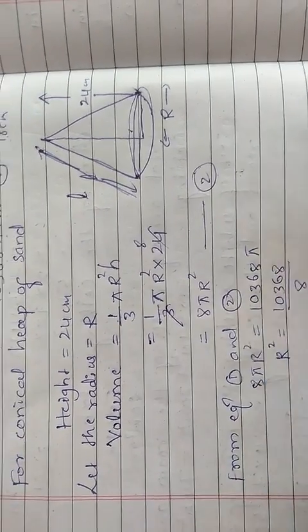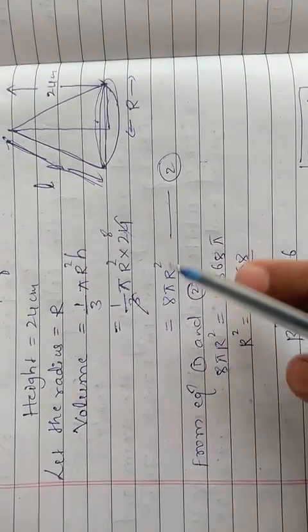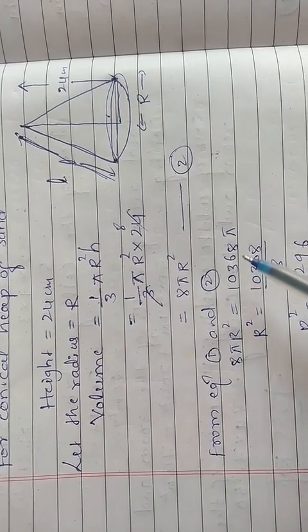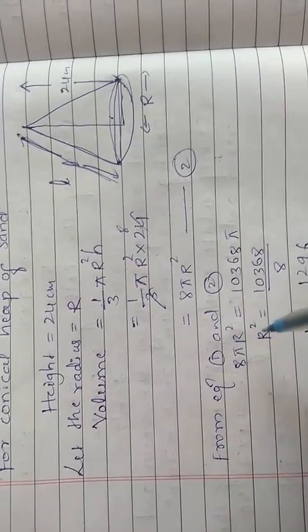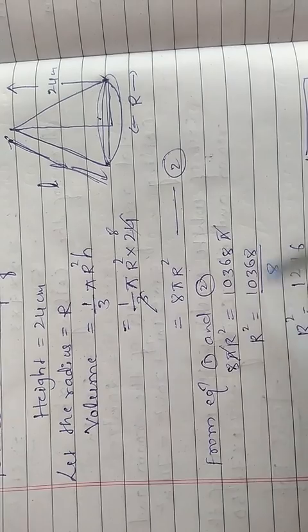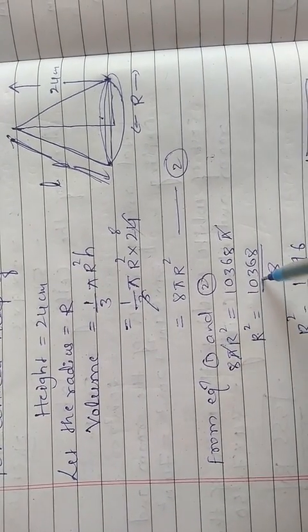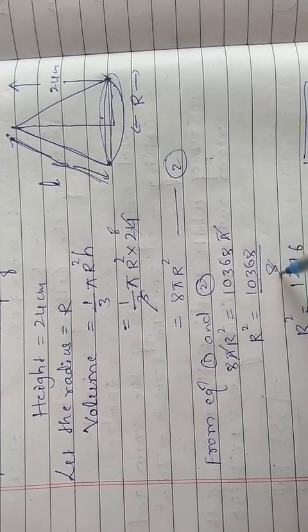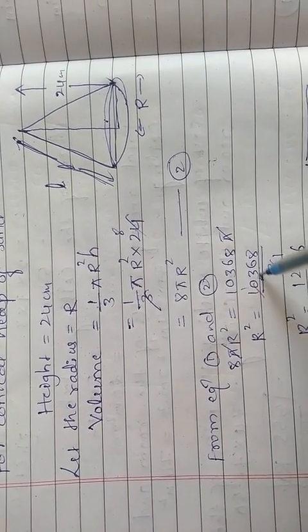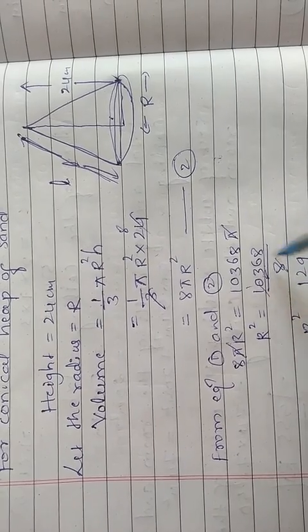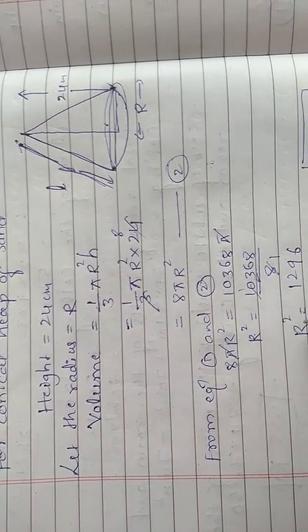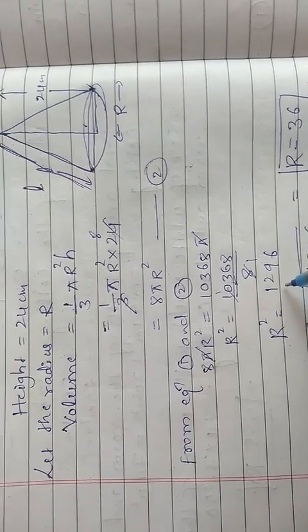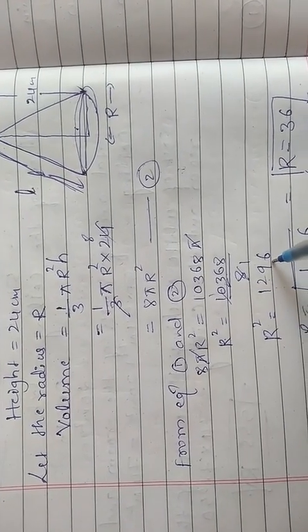So from equation 1 and 2, see what we'll get here. So 8 pi r square is equal to, equation 1, 10,368 pi. Correct. So this pi gets cancelled. So r square is equal to 10,368 upon 8. So you have to cancel here. If you cancel, you will get r square is equal to 1296.